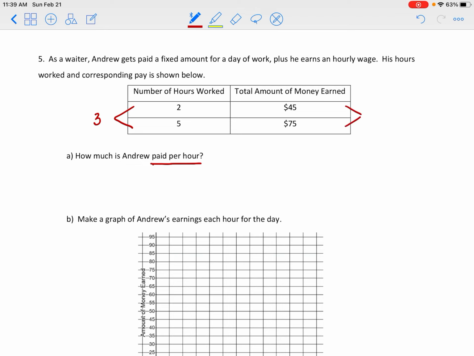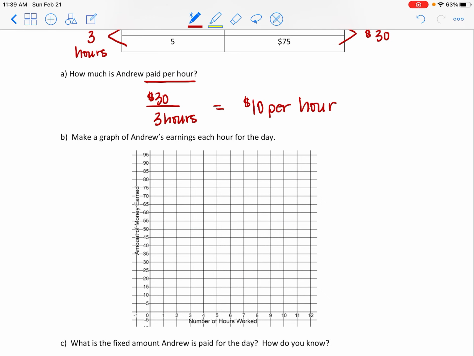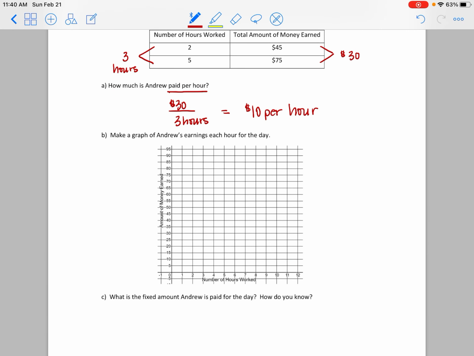And the difference here is 30 bucks. So if we changed 3 hours and $30, we can see exactly how much difference there was per hour. So there's a difference here of $30 in 3 hours, which means he had to have been paid $10 per hour. Okay, hopefully that makes sense there. And then we're going to look at this on the graph, and it'll make even more sense.